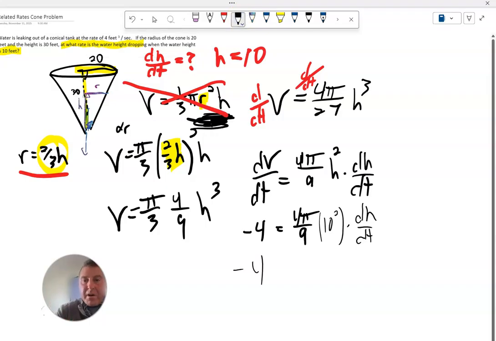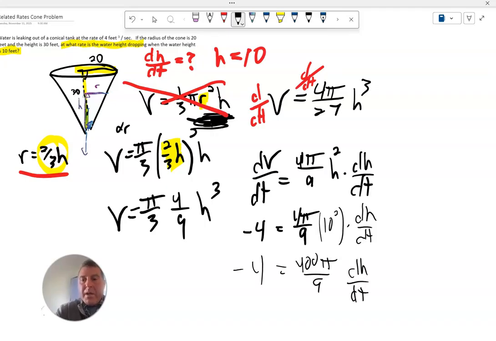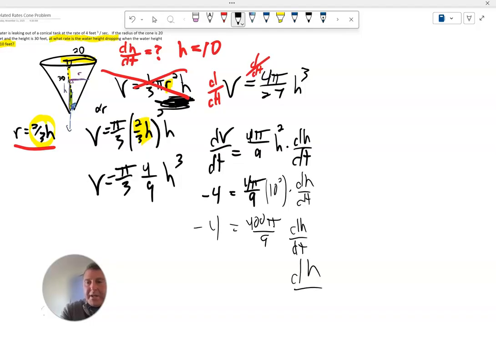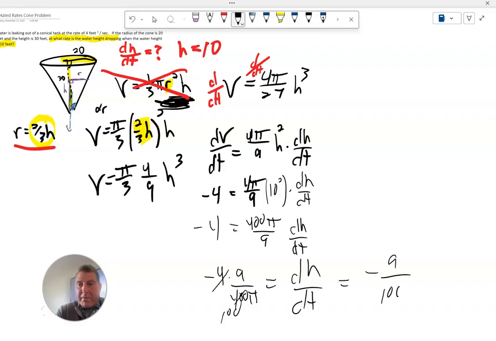Right? So I get negative 4 times 100, so that gives me 400 pi on top over 9 times dh dt. And again, to isolate that dh dt, I'm just going to multiply both sides by 9 over 400 pi. So I get dh dt, the rate of change of the height at this moment of the water in the cone, is going to be negative 4 times 9 over 400 pi, which when I simplify, that becomes a 100. So I end up with negative 9 over 100 pi. 100 pi is on the bottom.